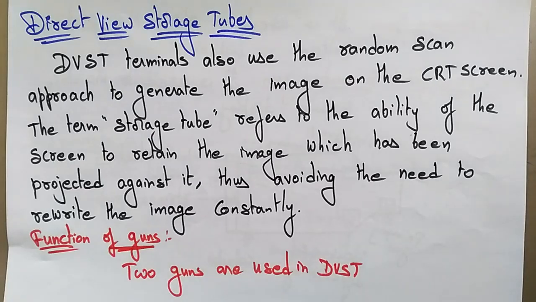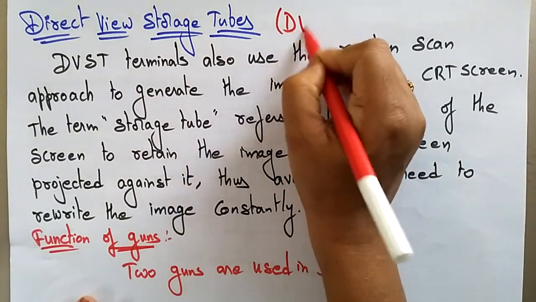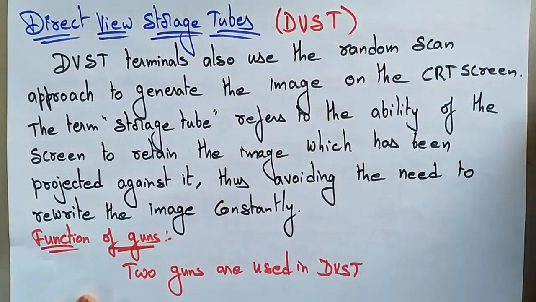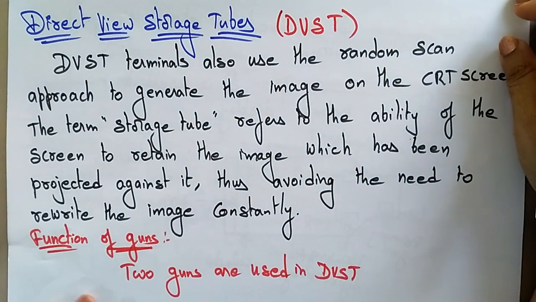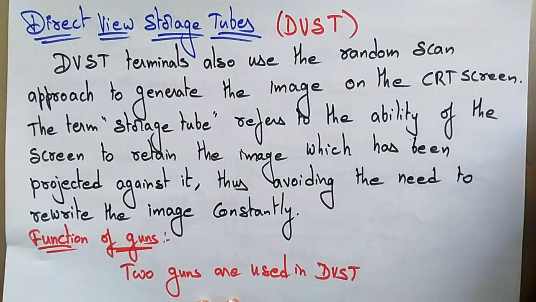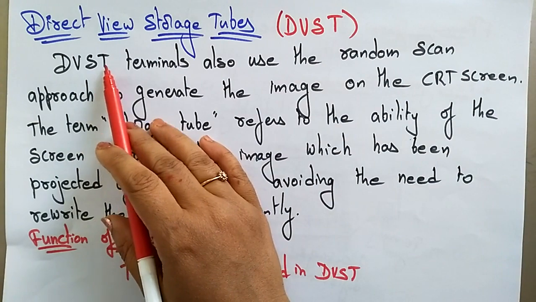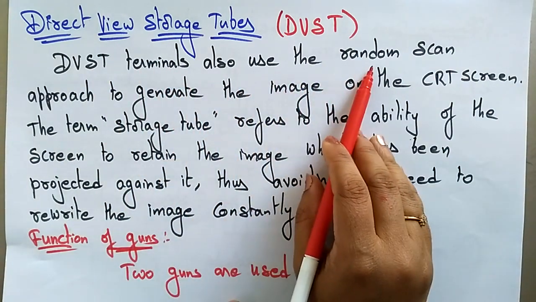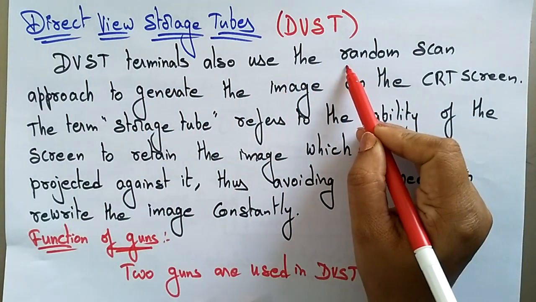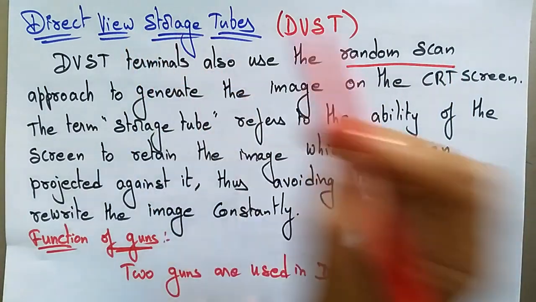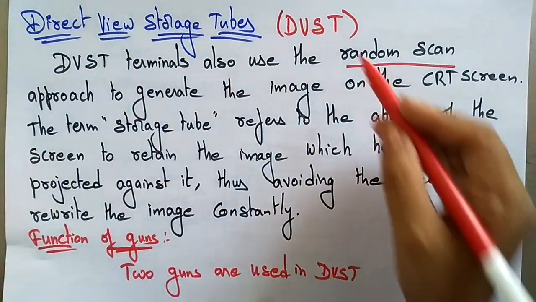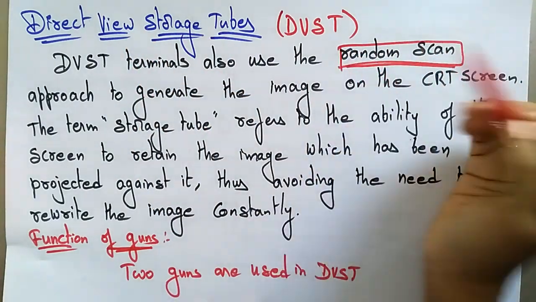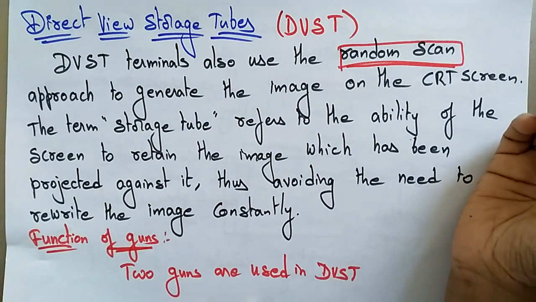Students, welcome back. Coming to the next display device, that is the direct view storage tube. We call it a DVST, direct view storage tube display devices. The direct view storage tube terminals also use the random scan approach. So you have to remember that direct view storage tubes use the random scan technique.